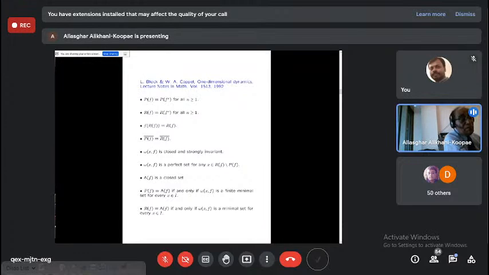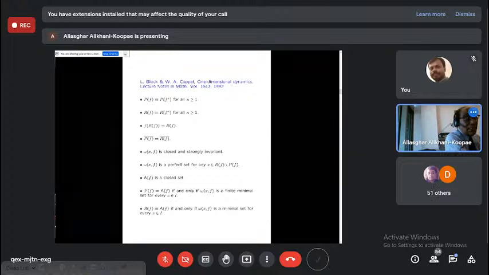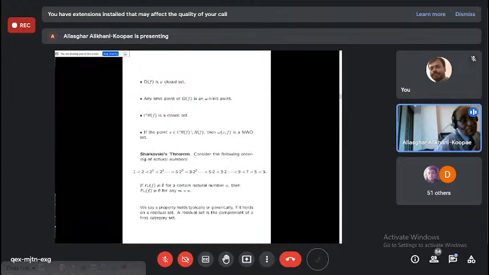And P(f) equals lambda(f) if and only if omega(x, f) is a finite minimal set for every x in the interval. R(f) is equal to lambda(f) if and only if omega(x, f) is a minimal set for every x in I. So the finiteness might not be there. These are basic results, but this kind of flavor is what people working in this area are interested in. And some are very easy to check.